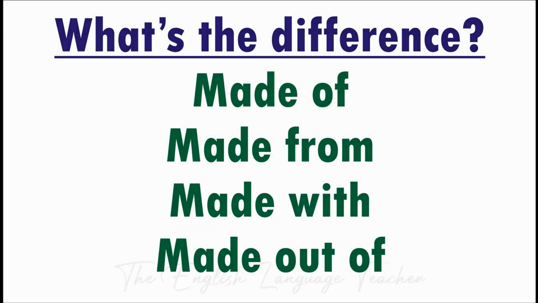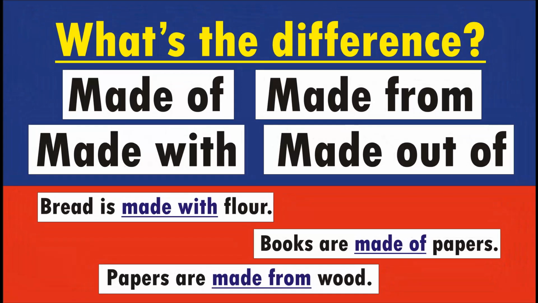In today's lesson, we want to make a quick distinction between these four: made of, made from, made with, and made out of. It is no doubt that these four phrasal verbs are quite confusing. We often find it difficult to know which one to use in a specific situation. The aim of this video is to clear such confusion.